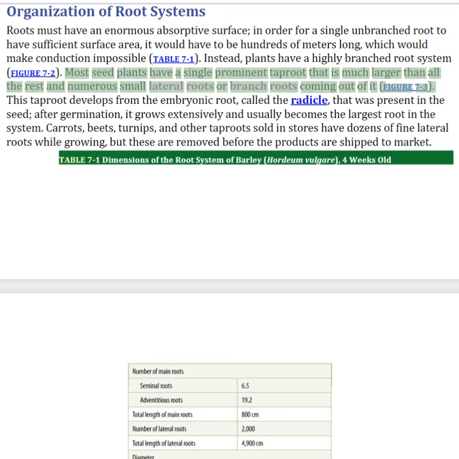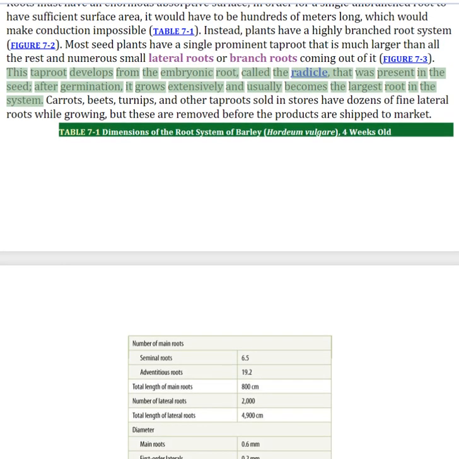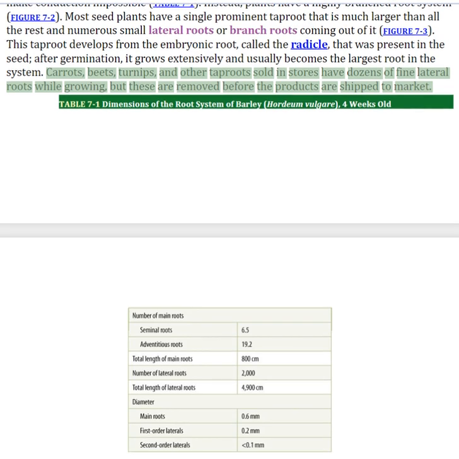Most seed plants have a single prominent taproot that is much larger than all the rest and numerous small lateral roots or branch roots coming out of it. This taproot develops from the embryonic root, called the radicle, that was present in the seed. After germination, it grows extensively and usually becomes the largest root in the system. Carrots, beets, turnips, and other taproots sold in stores have dozens of fine lateral roots while growing, but these are removed before the products are shipped to market.